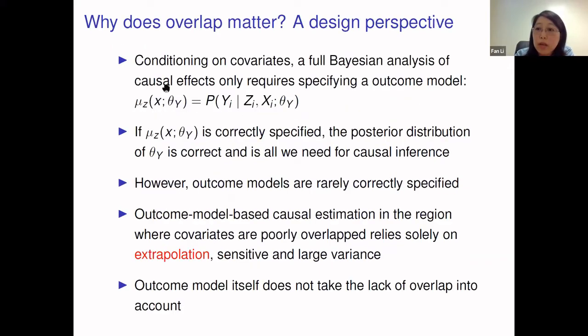If this model is correctly specified, basically how Y is related to X and Z, then the posterior distribution of theta Y, the parameters, would be correct. And that's all we need for Bayesian causal inference. We just calculate the posterior distribution of theta Y, and that's enough, because the ITE is a function of theta Y. Again, this is conditional on X, which is the standard way we do it.